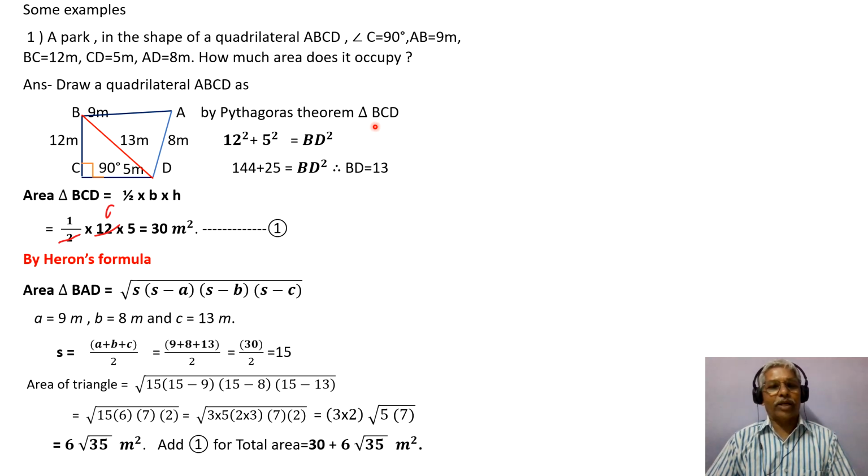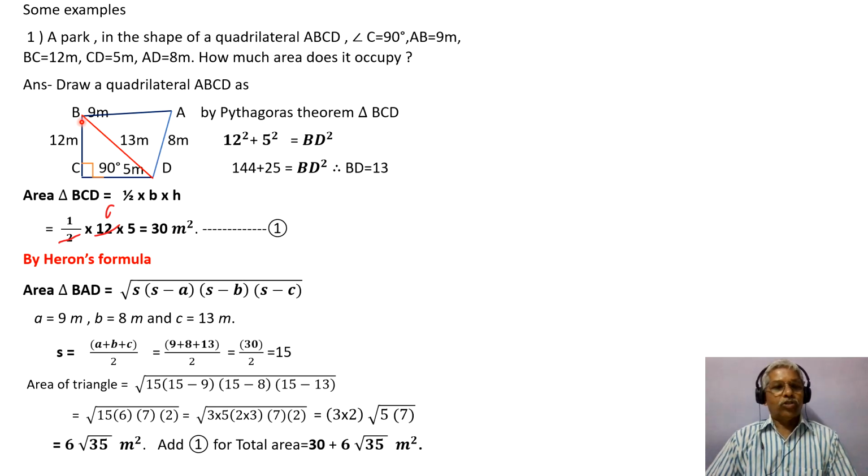By Pythagoras theorem, in triangle BCD, 12 square plus 5 square is BD square. So 144 plus 25 is BD square, or BD is equal to 13. So we got this. Okay. Now we are finding the area of this by our old method. The area of triangle is equal to half B into H. That equals half into this. See, this is base. Okay, and this is height. Even if you take the other way around, the formula remains the same. Okay, so 1 upon 2 into 12 into 5, and that is 30 meters square.